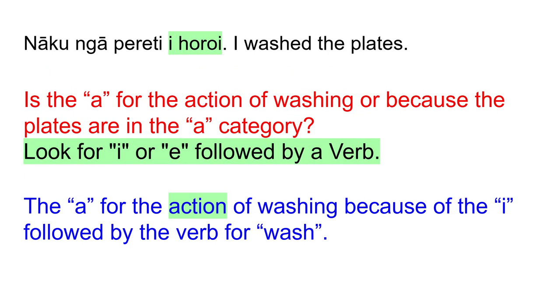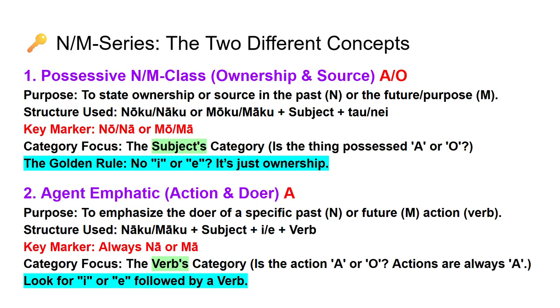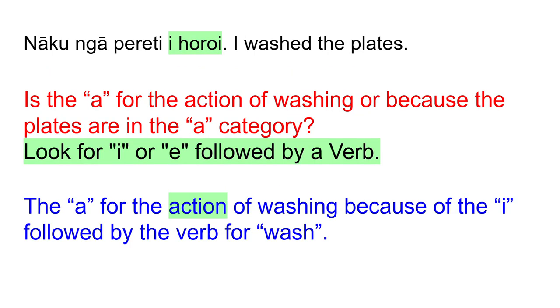So here, Nāku ngā pereti i horoi. So na is for the past, i is for the past, in whānaku. So we look for the i horoi, we know that it's actually now agent emphatic. It's about the action, not about the thing. But I think the complicated thing is quite often the pereti is also in the O category. So one doesn't really realize that there's this issue until one hits it and one's brain goes, ah. Okay, so that's all of that.